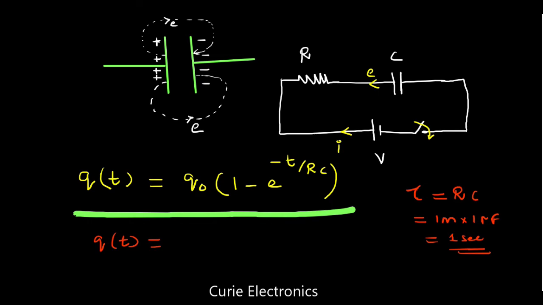Q of T or V of T equals Q naught times 1 minus e to the power minus, instead of T you have to put the time constant. So I'll write it in terms of voltage. That is V0 and V of T.